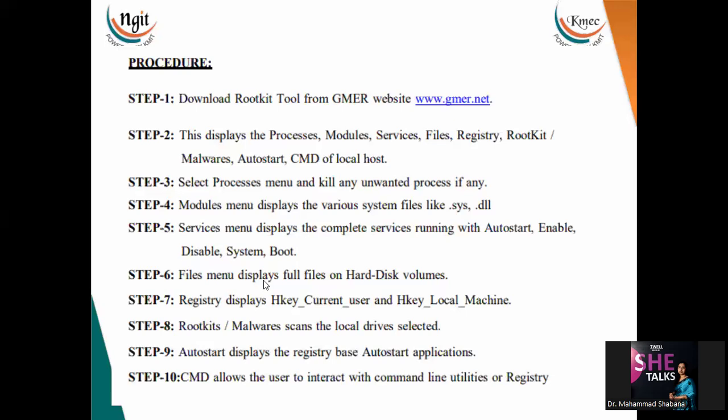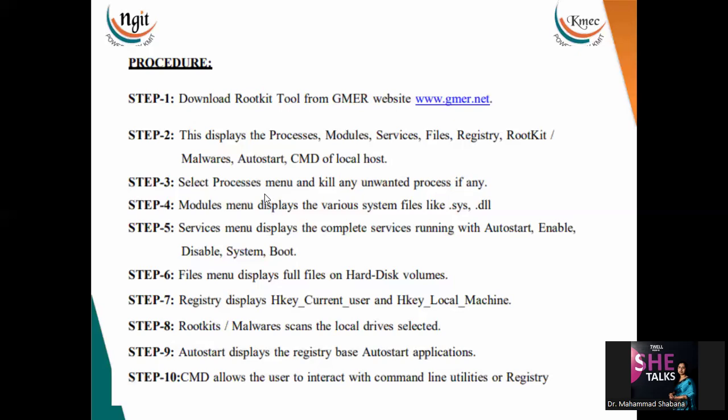Now, these are the steps to download the rootkit tool from the GMER website, www.gmer.net. GMER is a widely used tool designed to detect and remove rootkits from your system. The first step involves downloading the software from the official website to ensure it's a legitimate and trusted version. This tool scans for processes, modules, and registry entries that may have been tampered with by rootkits.